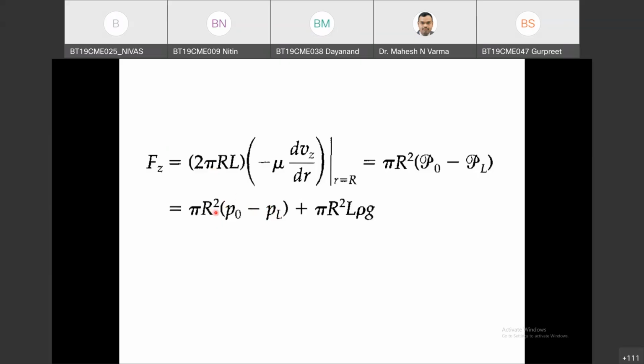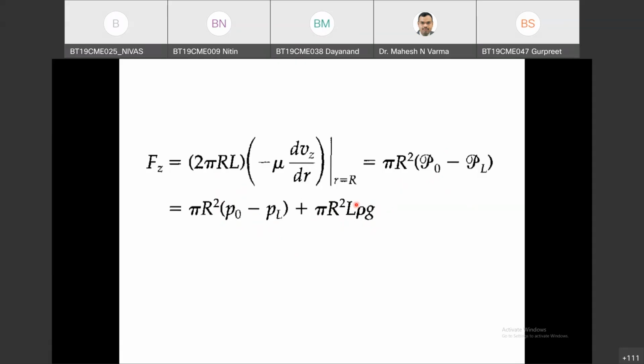This is the pressure exerted by the pump only, in terms of the pump, and this is the pressure because of gravity. Just P0, the definition of P0. This is the measurable pressure. This is the pump pressure. This is actually the gravitational pressure.